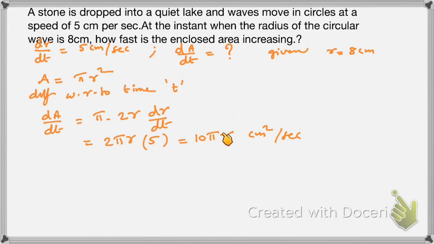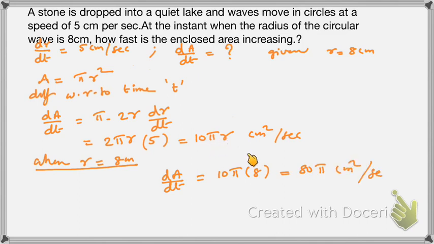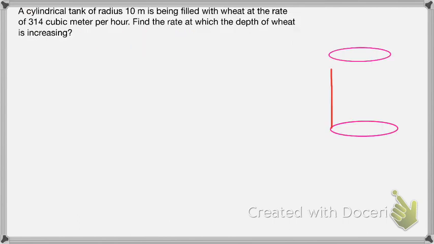But at this stage, we use the specific value which is given to us. They said the radius of the circular wave is 8 centimeters. That's given, r is equal to 8. So that value of r goes into this at this stage. So when r is 8 centimeters, dA by dt becomes 10 pi into 8, which is 80 pi centimeters square per second. That's our answer. We quickly look at another question.